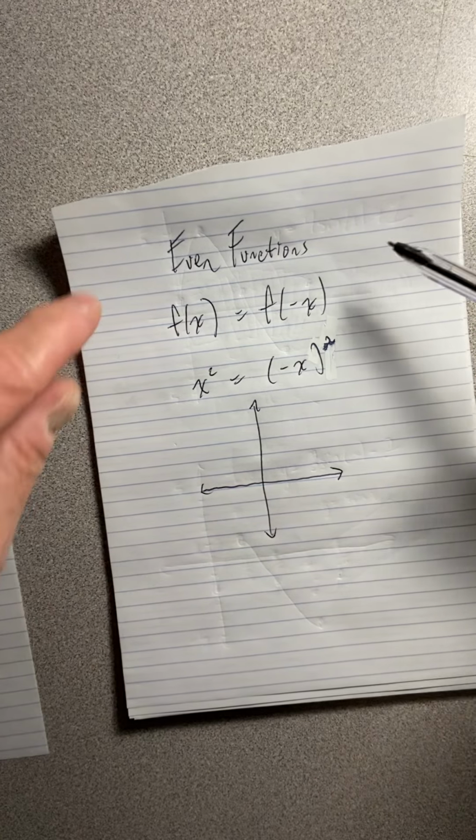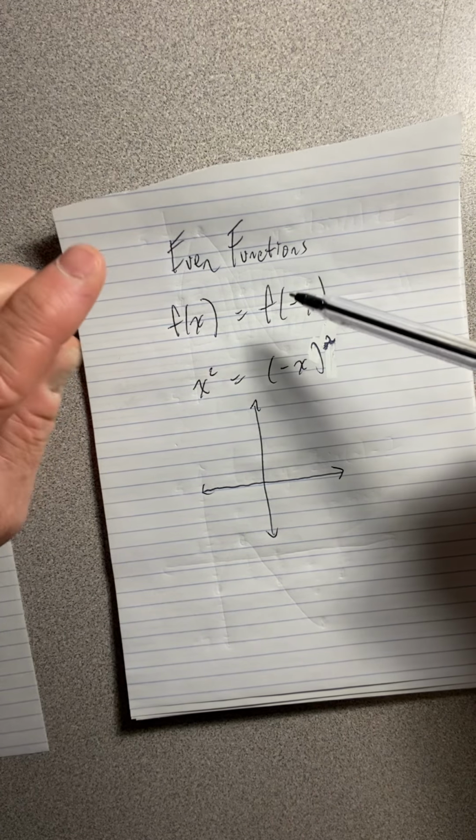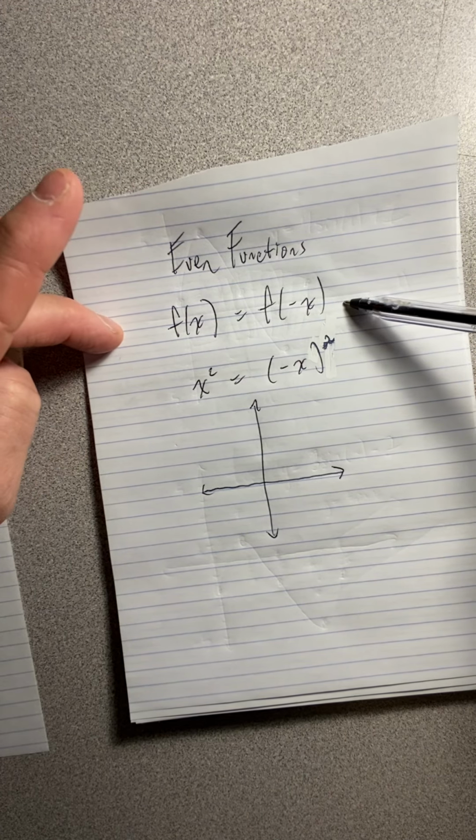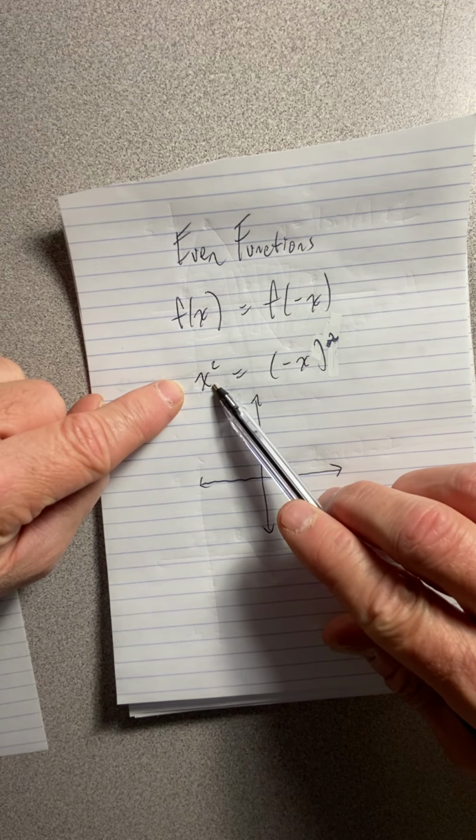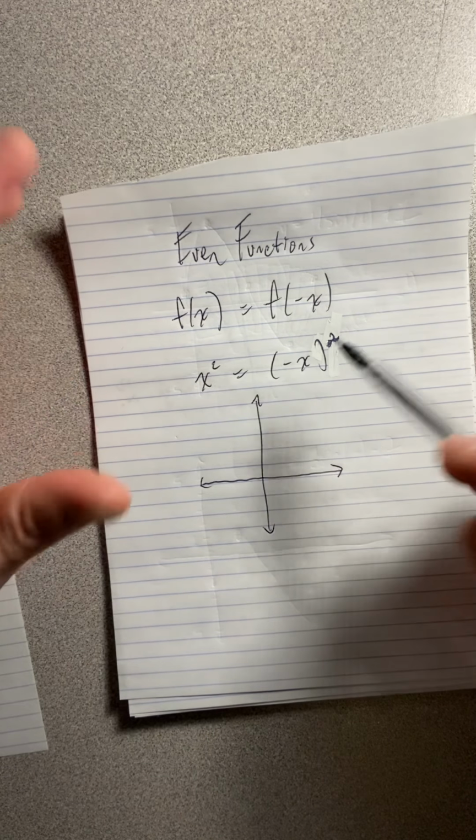Let's talk even and odd functions. So even functions are defined as functions where this is true: f of x is equal to f of negative x. And the famous example, of course, is the quadratic. x squared is equal to negative x being squared.